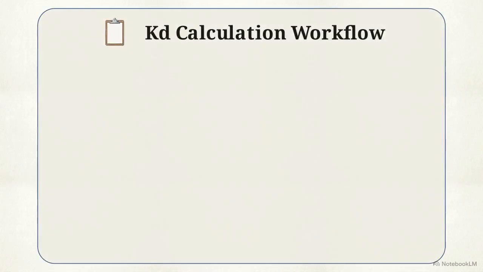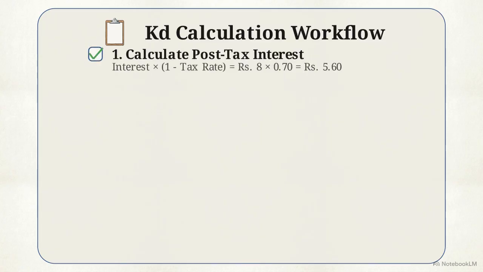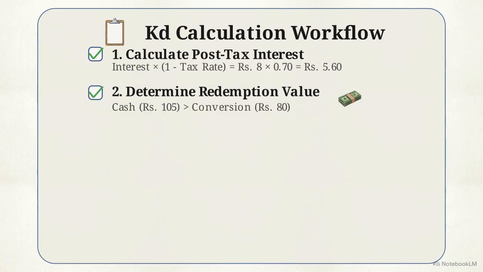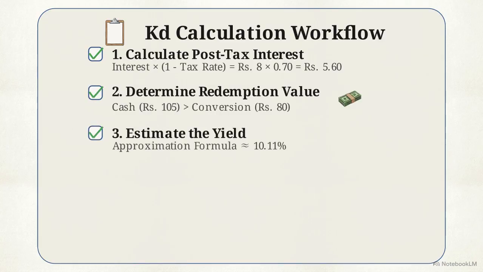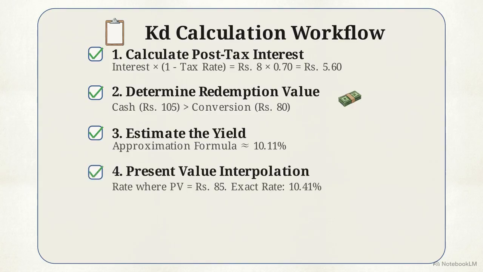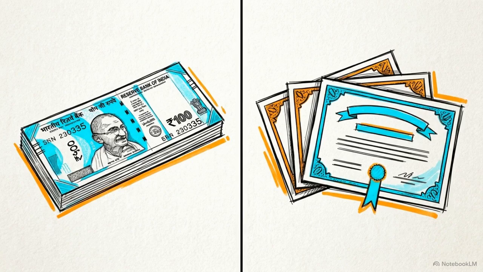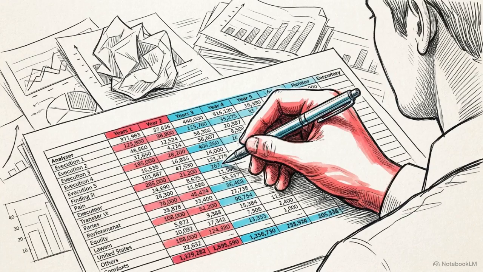This checklist breaks down the 4 steps we use to solve the problem. First, calculate the post-tax interest. Second, choose the highest final payout for the redemption value. Third, estimate the yield. And fourth, use present value interpolation for the exact rate. Mastering this sequential method ensures you account for the dual nature of convertible securities, allowing you to accurately price the true cost of debt without getting derailed by distractor data.